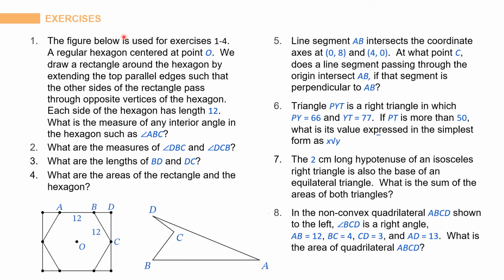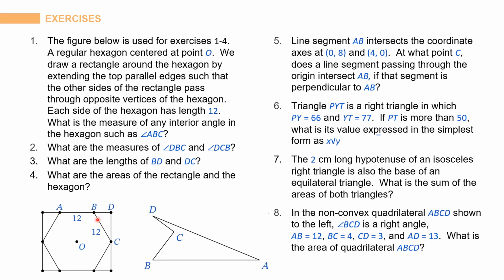Let's move on to the exercises for this week. The first 4 exercises all relate to this figure. A regular hexagon centered at point O. We draw a rectangle around the hexagon by extending the top parallel edges such that the other sides of the rectangle pass through opposite vertices of the hexagon. Each side of the hexagon has length 12. What is the measure of any interior angle in the hexagon, such as angle ABC?